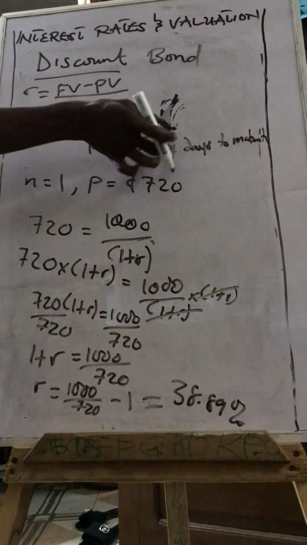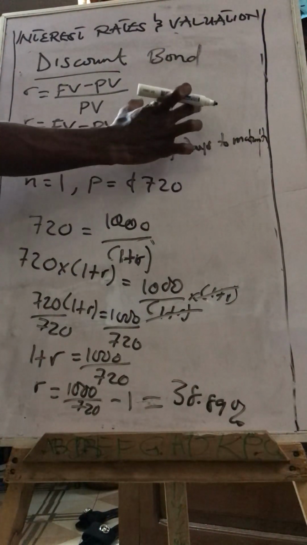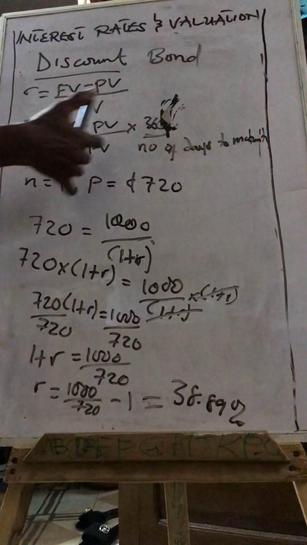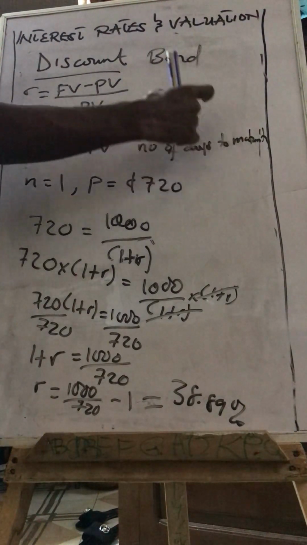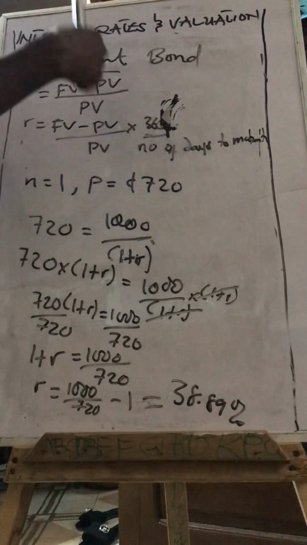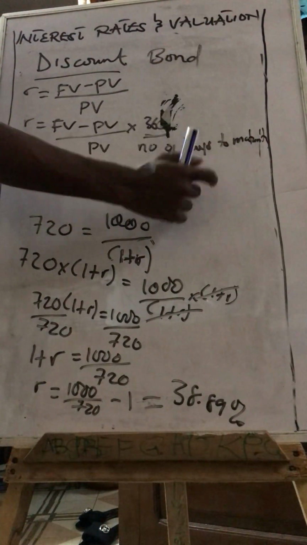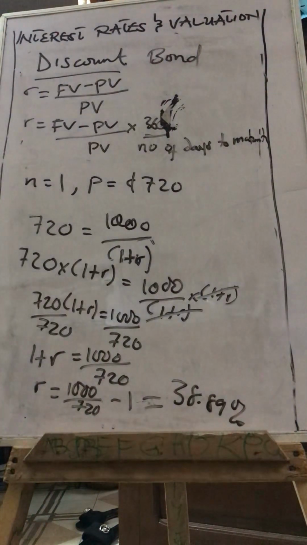And we can also have, in a case where number of days to maturity is up and then 360 is down, the formula modified slightly. When the period of the discount bond is less than a year, we bring the number of days up, the 360 comes down. But if it's more than a year, we bring the 360 up, and then we divide by the number of days to maturity. And that is how we can find the r, or the rate, for a discount bond.